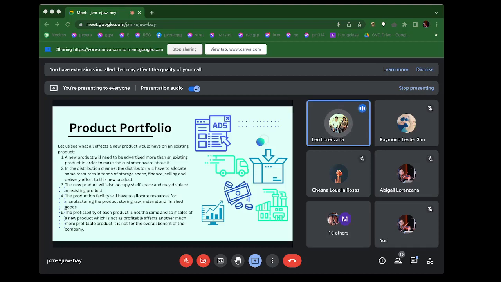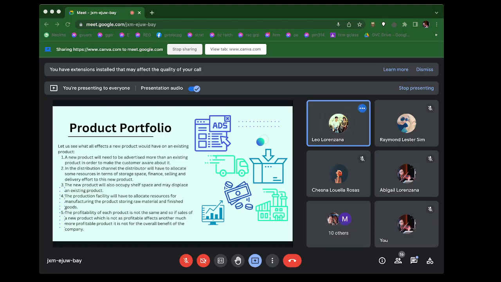In the distribution channel, the distributor will have to allocate some resources in terms of storage space, finance, selling, and delivery effort to this new product. Number three, the new product will also occupy shelf space and may displace an existing product. The product facility will have to allocate resources for manufacturing the product, storing raw material, and finished goods.